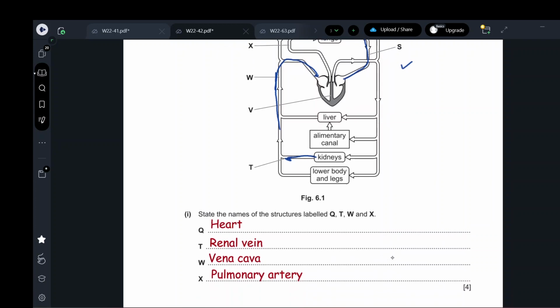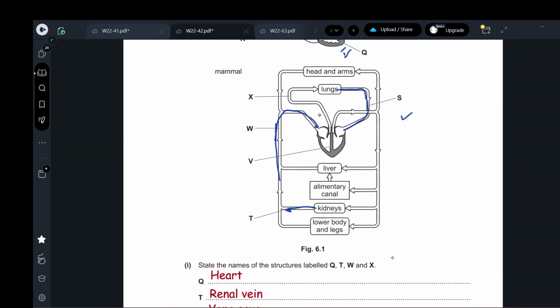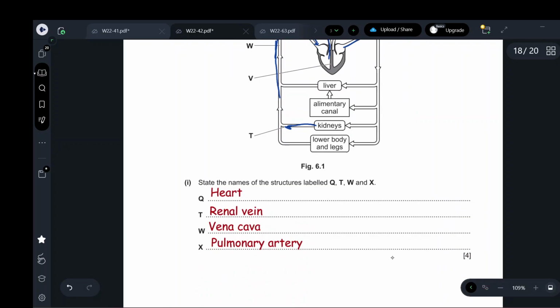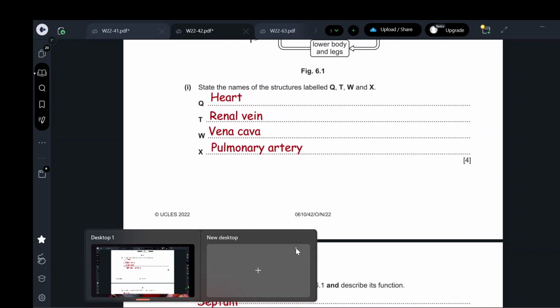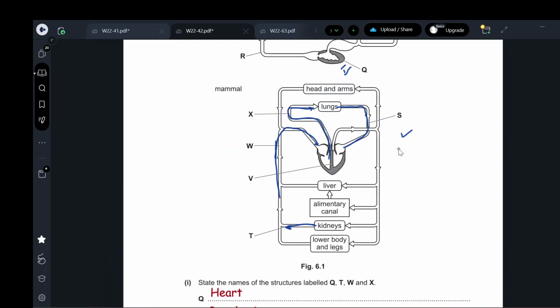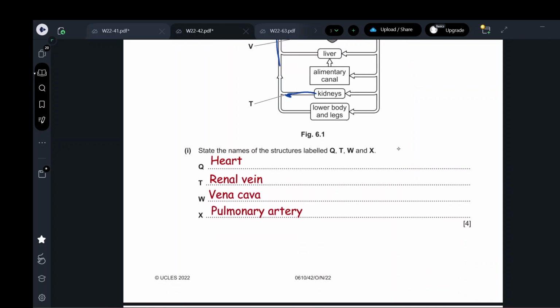No, he doesn't want S, he wants X. Sorry. S is the pulmonary vein. X is the pulmonary artery. From the right ventricle to the lungs, this is the pulmonary artery. What is the name of structure V and describe its function? V, the wall in the middle of the heart, it is the septum. It prevents mixing of the oxygenated and deoxygenated blood.